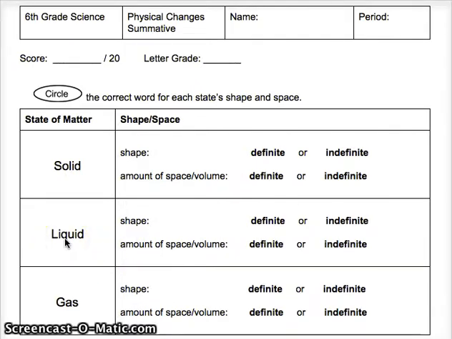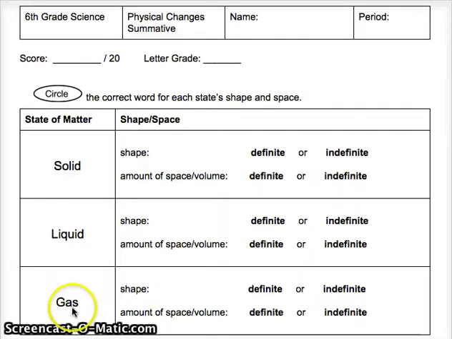Then you need to think about liquids. What happens with a liquid shape? Is a liquid shape definite or indefinite? How about a liquid's amount of space or volume that it takes up? Is that definite or indefinite? You should be circling whichever one you think.